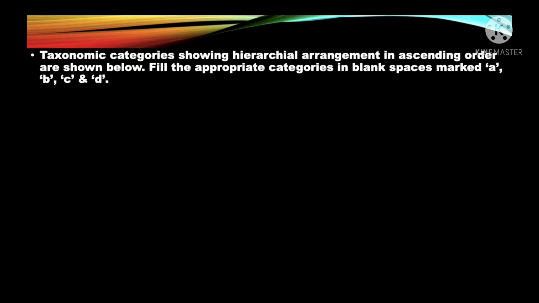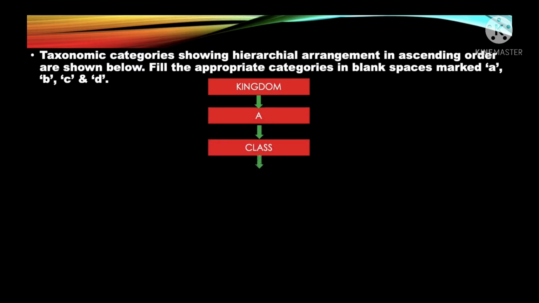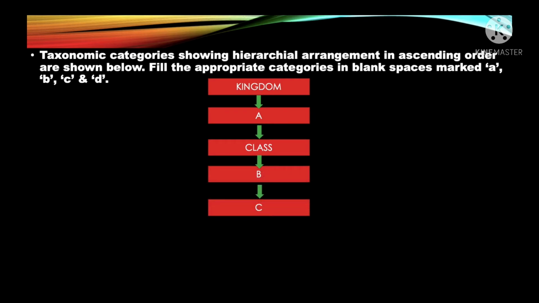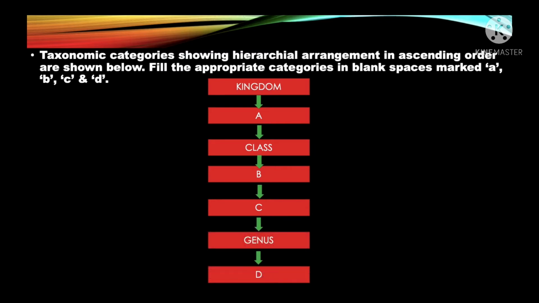Here you can see the taxonomic categories showing hierarchical arrangement in ascending order. Fill the appropriate categories in blank spaces marked A, B, C and D. So here you can see the hierarchical arrangement of the taxonomic categories. You have an idea about the taxonomic categories. Here you can see the kingdom, after that A, which you will have to fill, then class, then B and C, then genus and then D, species.